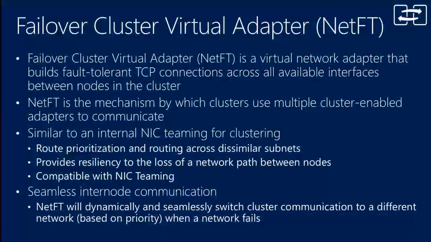So that's how clustering actually seamlessly transitions. We can seamlessly transition things like inter-node communication across physical interfaces in the event of a network loss, because we've built these fault-tolerant routes across the different interfaces between the nodes in the cluster. So what else did I miss on here? I'm going to talk about how it does route prioritization in a little bit. And again, we're resilient to different networks. And so again, it seamlessly can transition across the different nodes in the cluster.